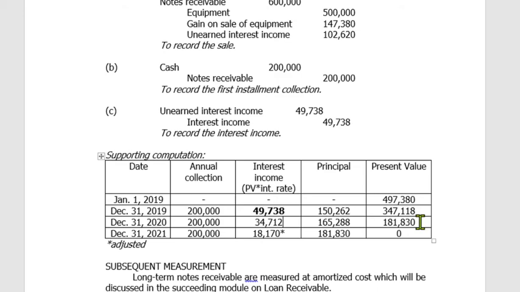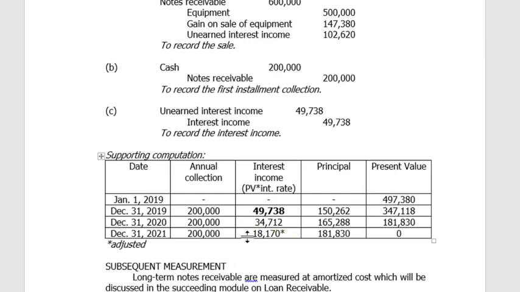So, for the last year, since this is 181,830, i-capture mo lang yan as the principal amount here, 181,830. Then, i-work on mo siya, 200,000 minus 181,830 is 18,170. So, ina-adjust lang ito kapag yung end of the year na. Since minimal lang ang difference niyan, mga 100 pesos lang yan. So, you will get 0 at the end of the last year of payment.